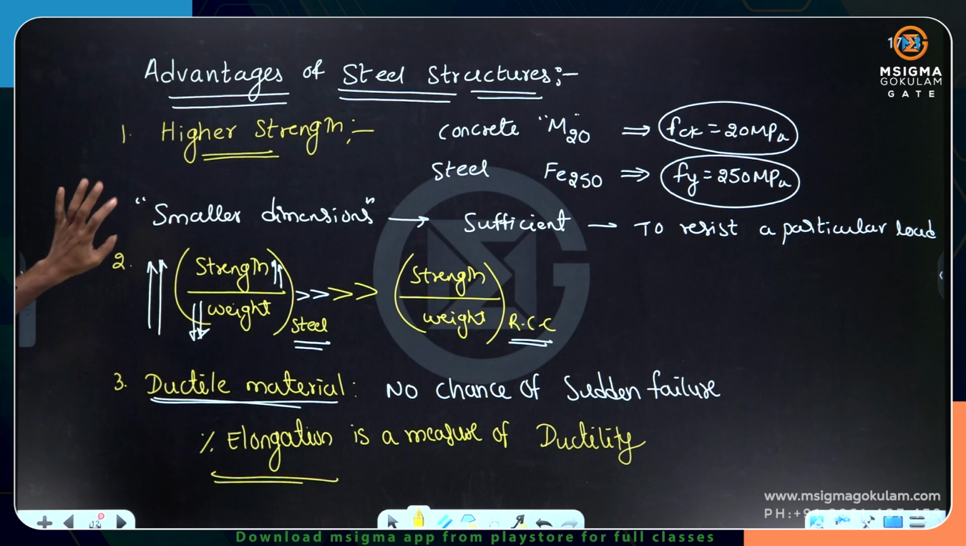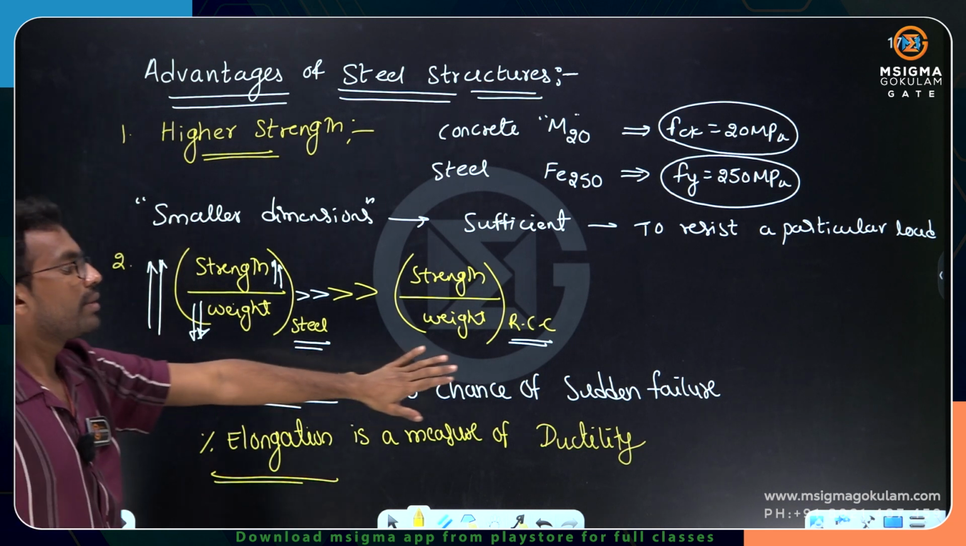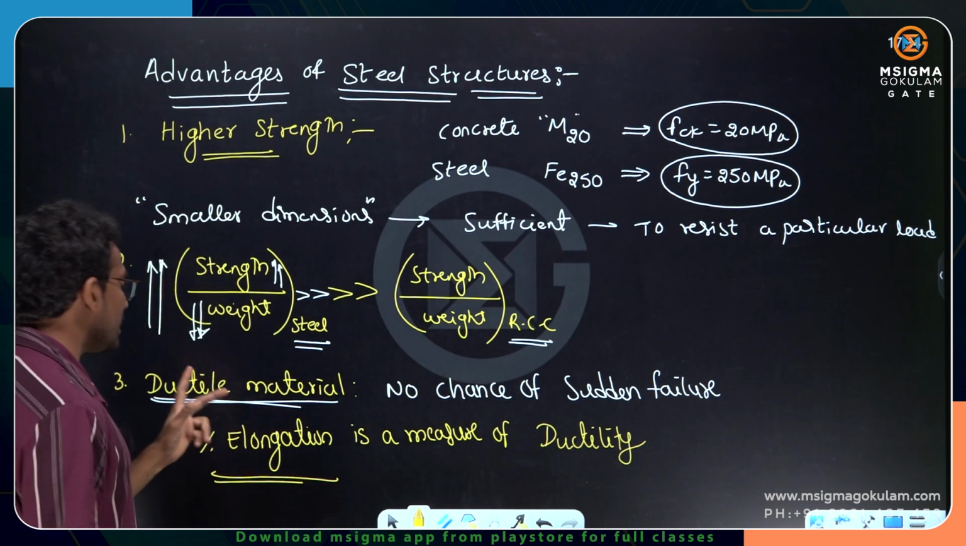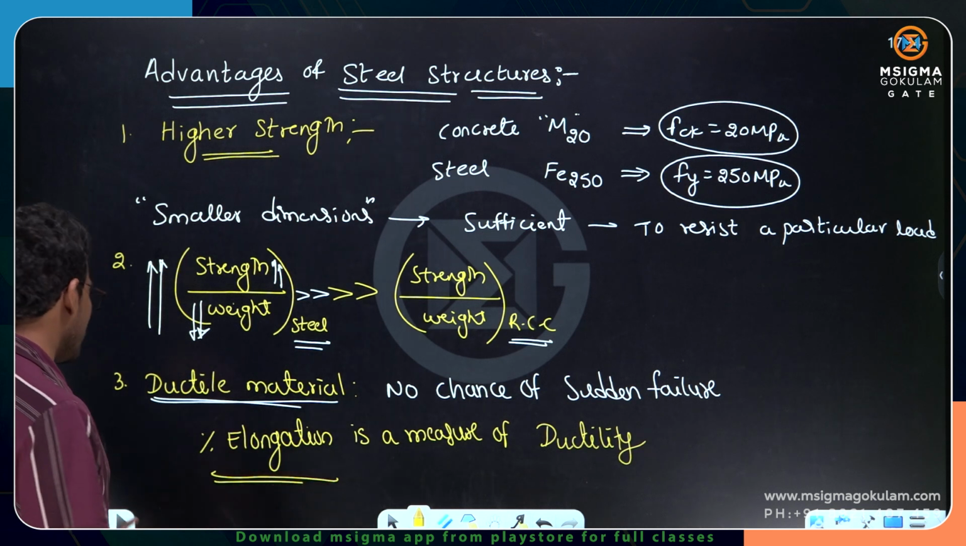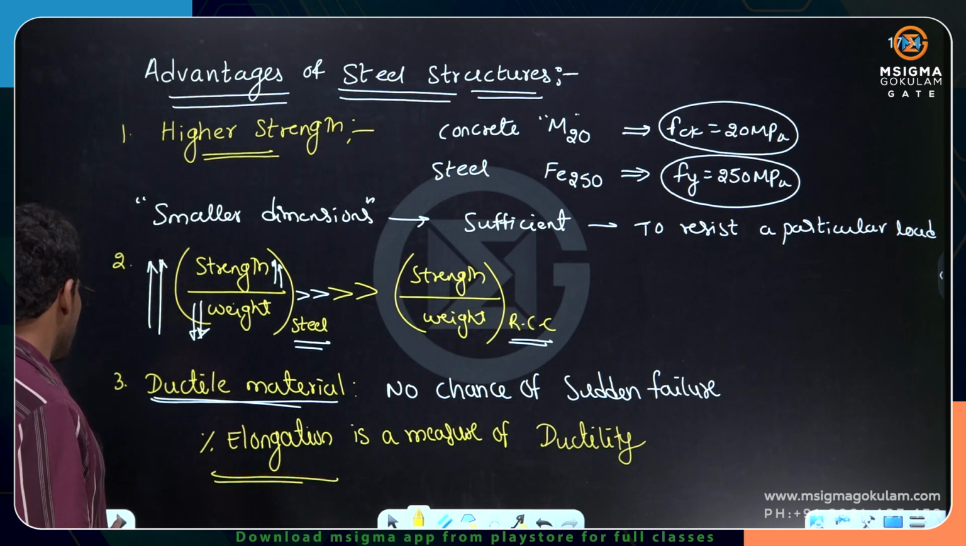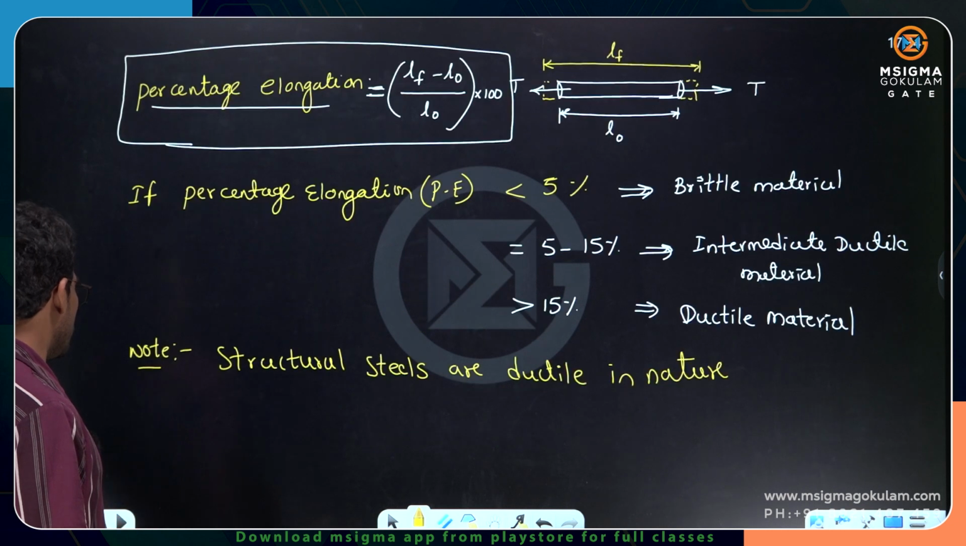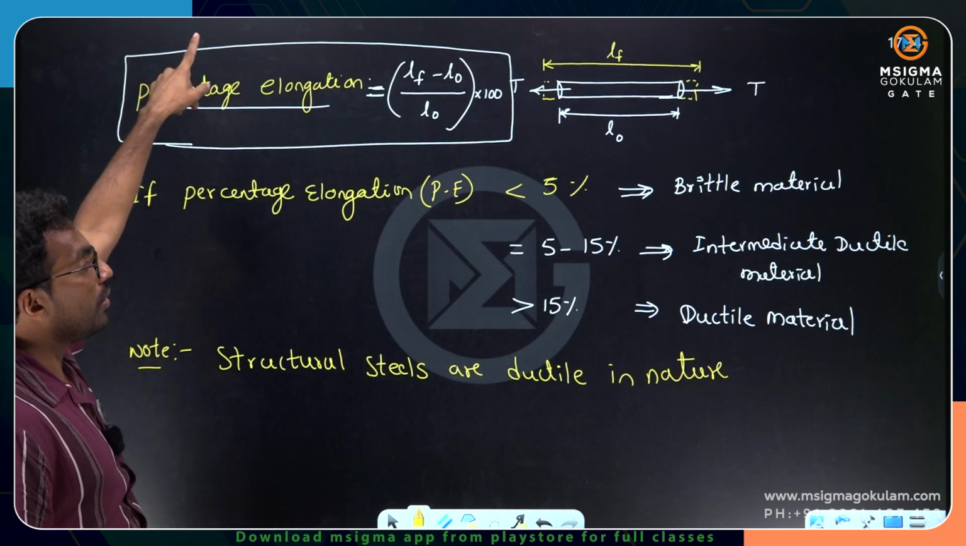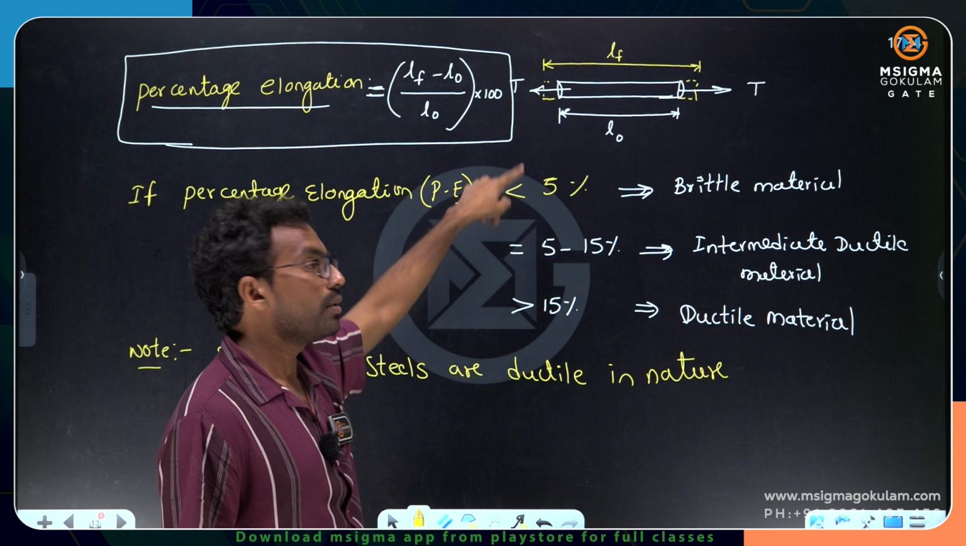Same thing, higher strength to weight ratio, and ductile material. There is no chance of brittle material. Why is it ductile material? What is the measure we have taken? Percentage elongation is the measure. That is what I talked about. Then after that, I explained how it is a ductile material.